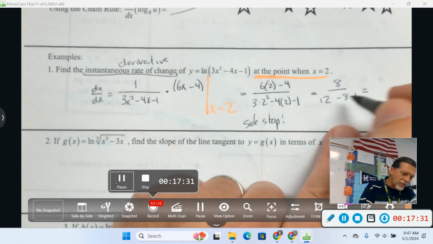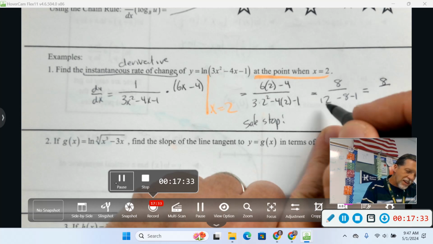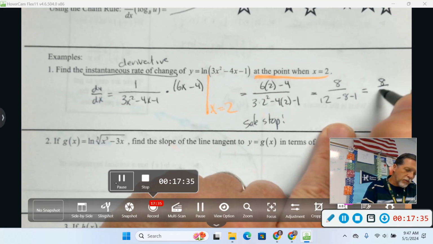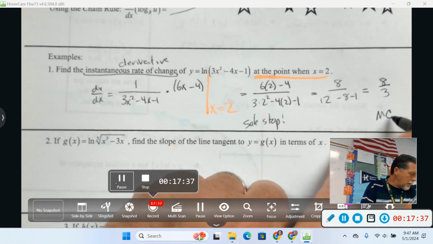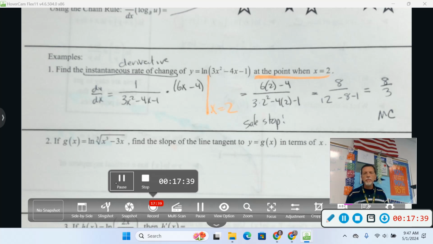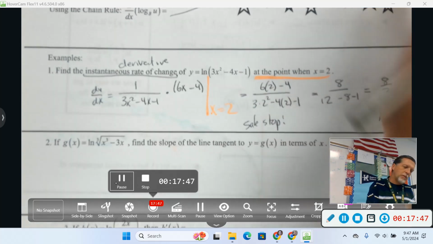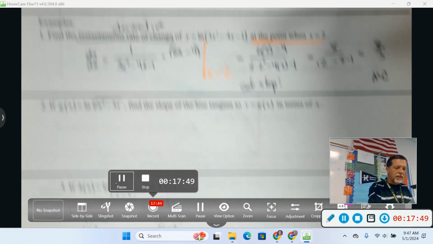Okay, so we're finishing simplifying this. 12 minus 8 is 4. 4 minus 1 is 3. So there's my best multiple choice answer. So I'm good with the safe stop, but if it's a multiple choice test, we're going to expect you to use your algebra to get all the way there.